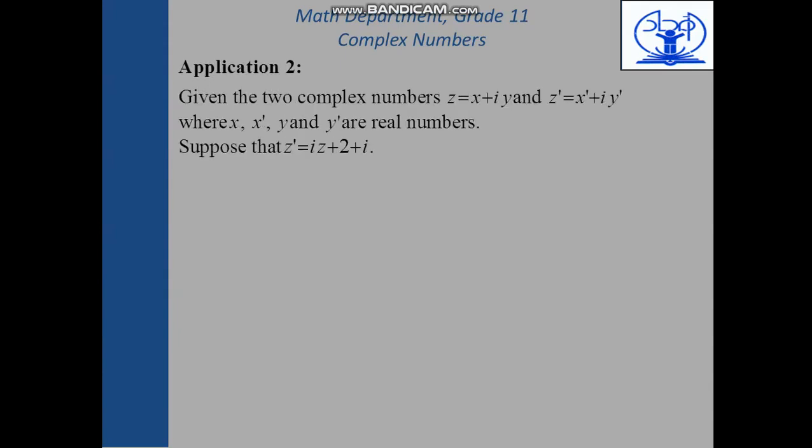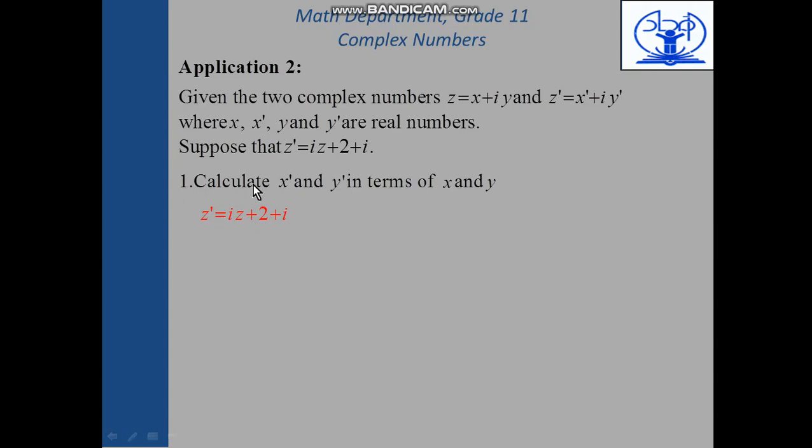Application 2. Given the two complex numbers z equal x plus iy and z prime equal x prime plus iy prime, where x prime and y prime are real numbers, suppose that z prime equal iz plus 2 plus i. So we have a relation between two complex numbers z prime and z. Calculate x prime and y prime in terms of x and y.